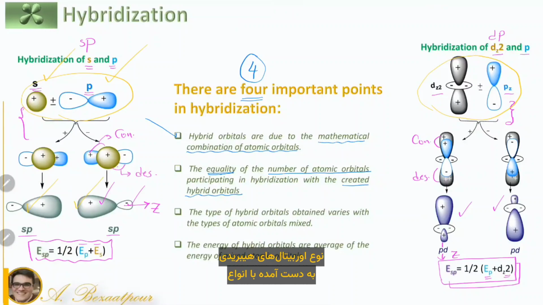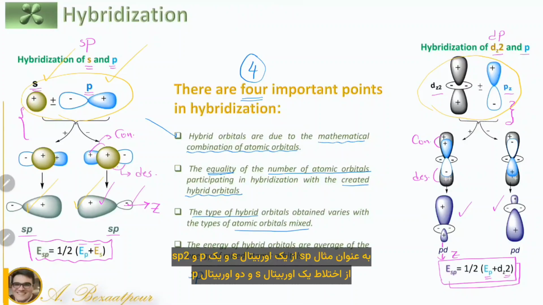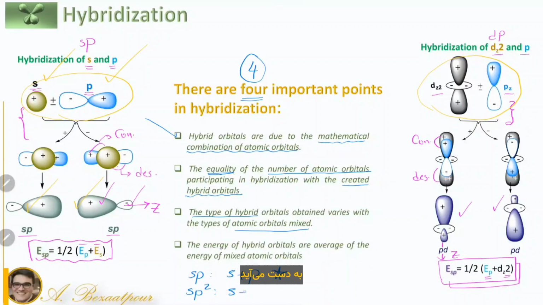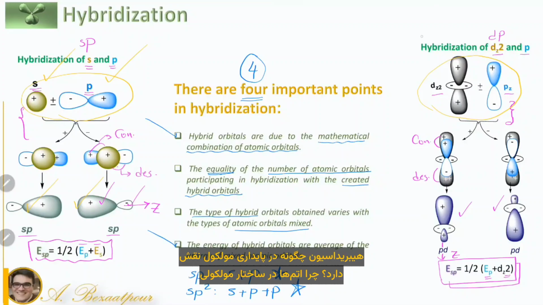Third, the type of obtained hybrid orbitals varies with the types of atomic orbitals mixed. For example, sp is obtained from mixing 1 s and 1 p orbital, and sp2 is obtained from mixing 1 s and 2 p orbitals. And finally, the energy of hybrid orbitals is the average of the energy of the mixed atomic orbitals.